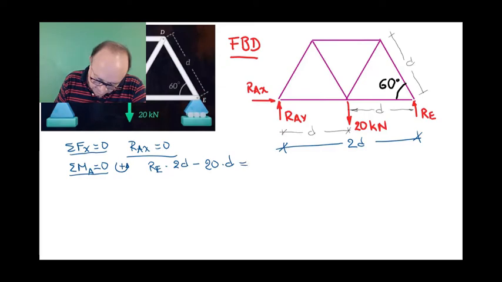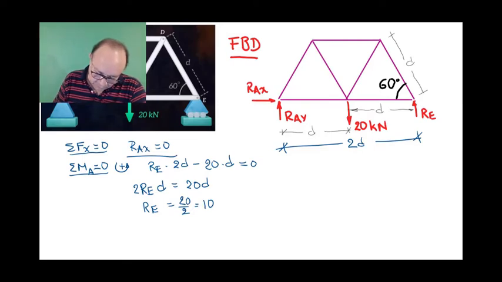Therefore, that summation is equal to 0. So from here we got that 2RE D equals 20D. So RE equals 20 over 2 equals 10. So RE is equal to 10 kilonewtons.